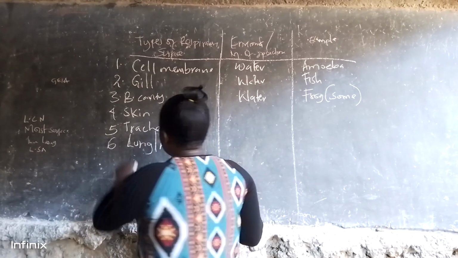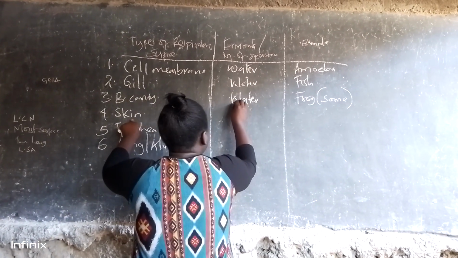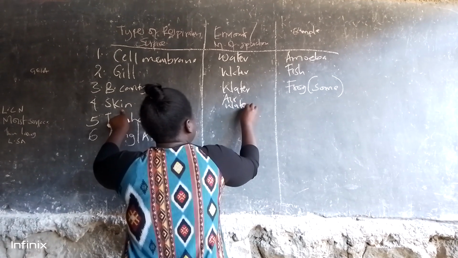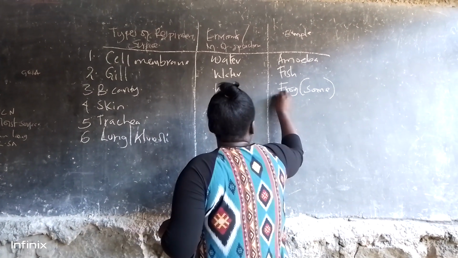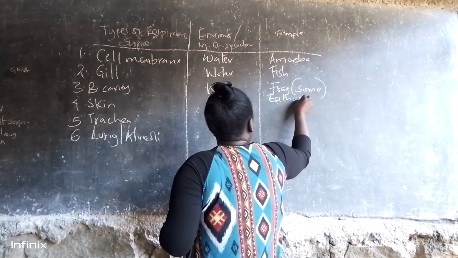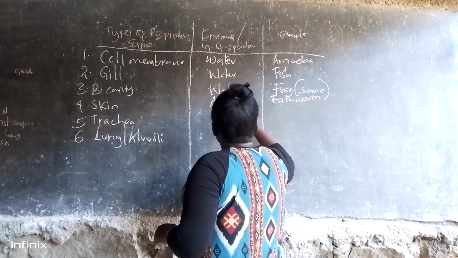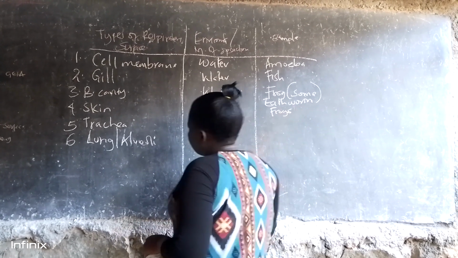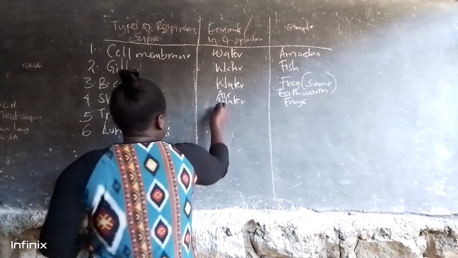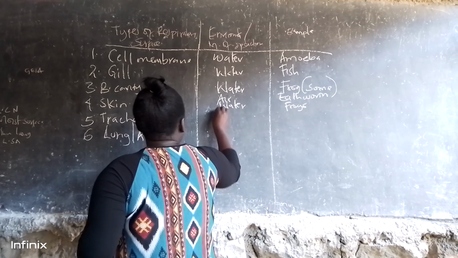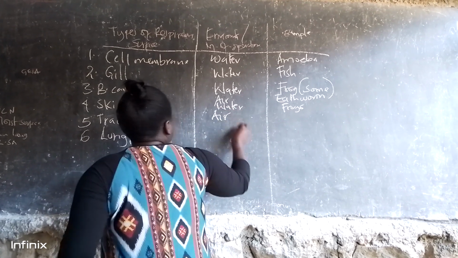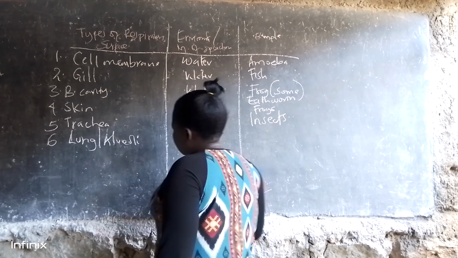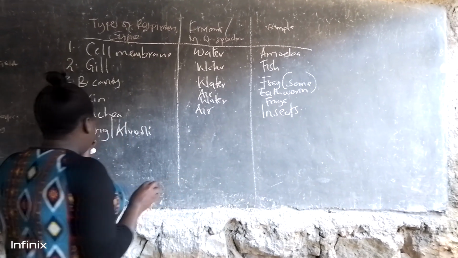Then we have the skin. Skin, we have both air and water. For air we have earthworm. A good example is earthworm. In water we have some frogs. Then we have the trachea. Trachea is in air. Then insects. A good example is insects.